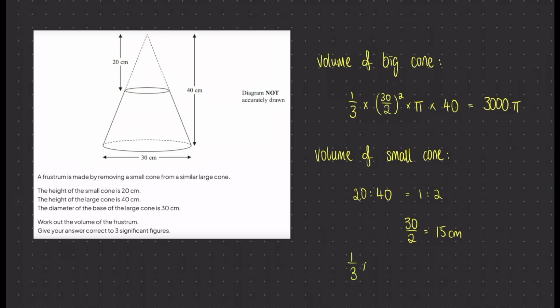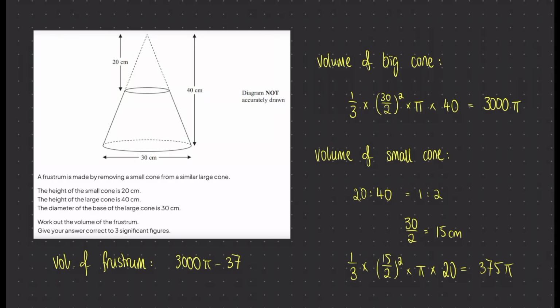That's going to be 1 over 3 times 15 over 2 squared, radius squared, of course, times by pi, times by the perpendicular height, which is 20. That's going to be 375 pi. So now we can work out the volume of the frustum, which is 3000 pi minus 375 pi, which is going to be 2625 pi. And if we want that in 3 significant figures, it will be 8250 centimeters squared.